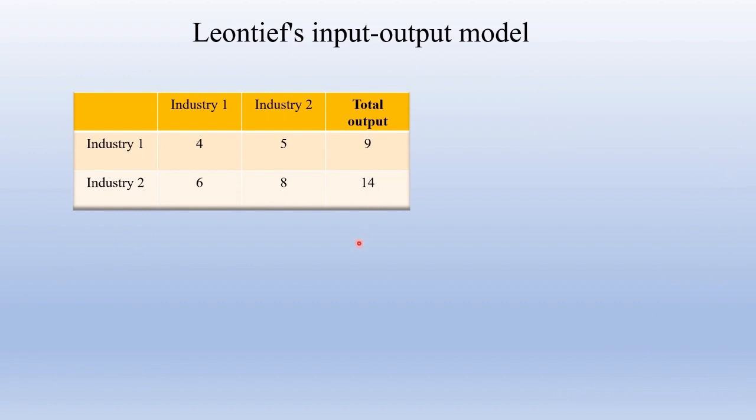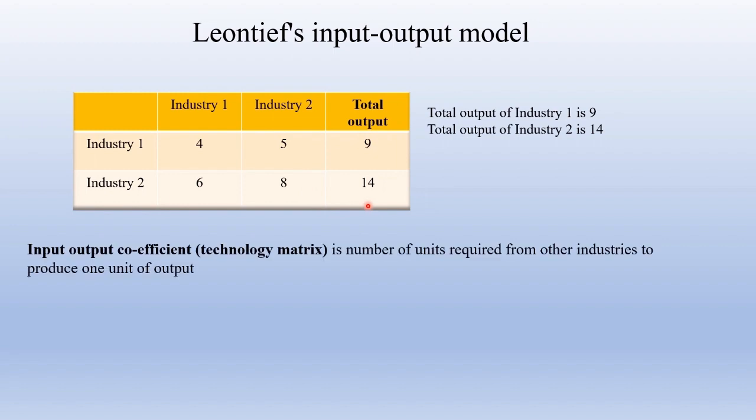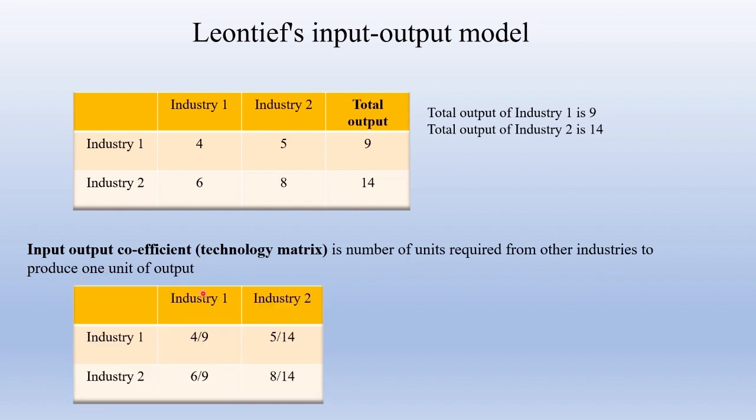First, let's understand this representation. This is consumption and production of two industries 1 and 2. Total output of Industry 1 is 9, total output of Industry 2 is 14. For further computation, we have to calculate the input-output coefficient. Input-output coefficient, also known as technology matrix, is the number of units required from other industries to produce 1 unit of output. For example, 4 units are divided by total output 9.